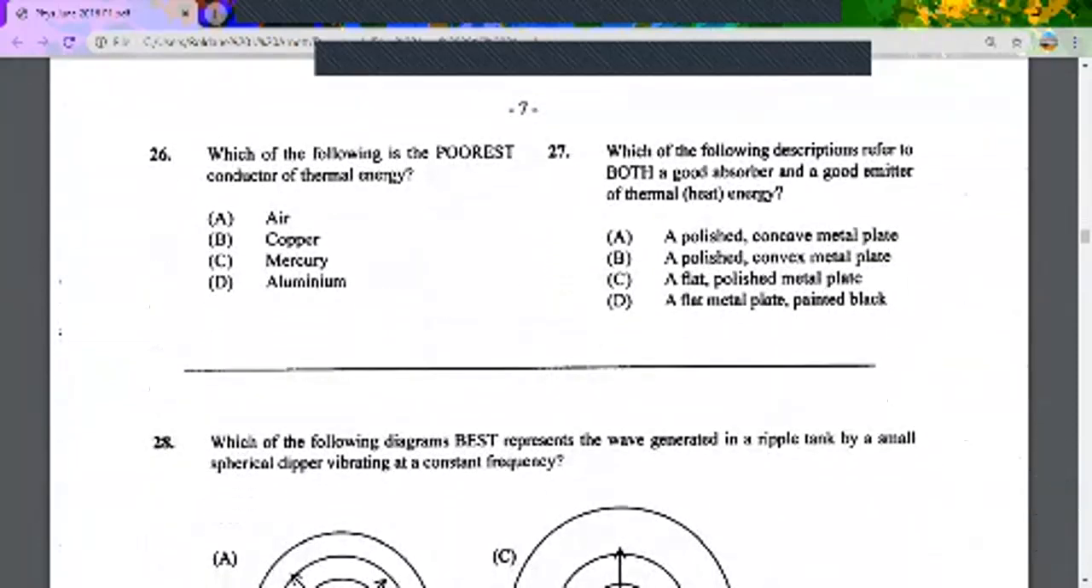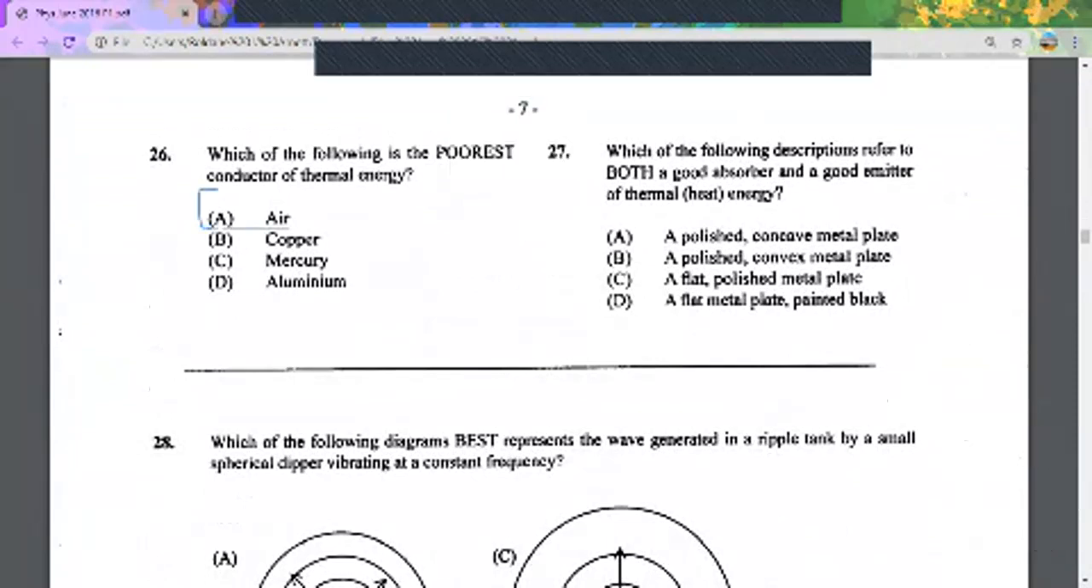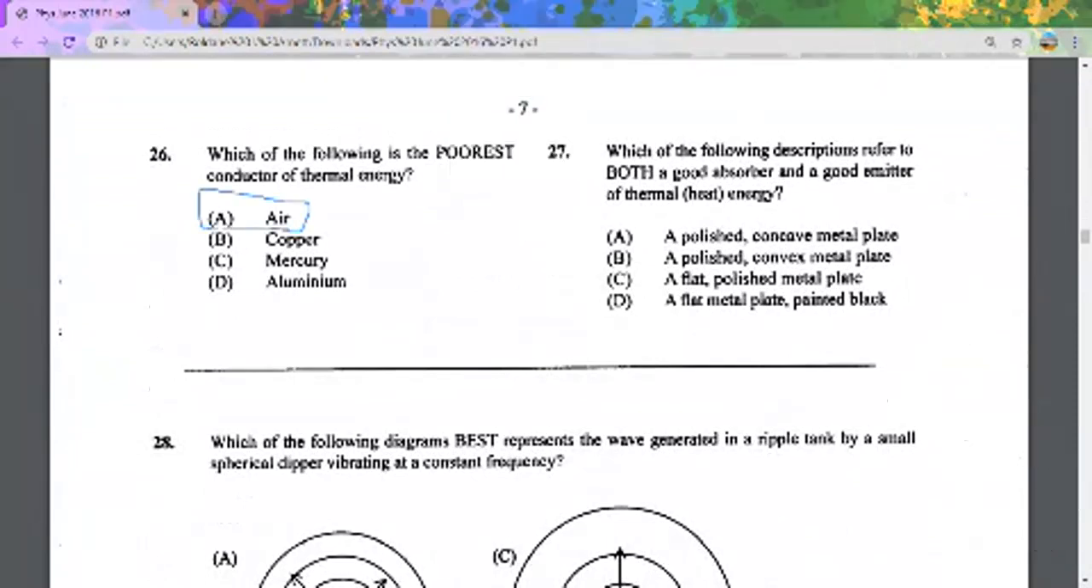26. Which of the following is the poorest conductor of thermal energy? So we have these metals right here, and then we have air. And here's the odd one out, and it is also a poor conductor of thermal energy, if you were to compare it with these nice metals right here. So the answer is the one that you see circled, squared, boxed.